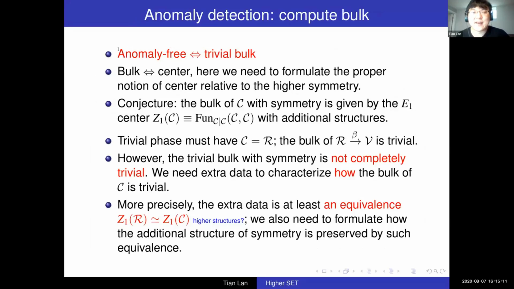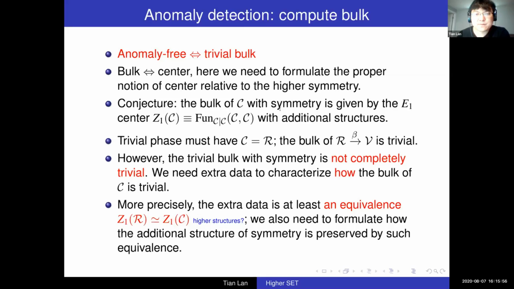And the basic idea is that if the topological phase is anomaly free, it implies it is equivalent to having a trivial bulk. And the bulk is mathematically the center. So we need to formulate a proper notion of center that is relative to the given higher symmetry. And our working conjecture is we just take the E1 center. It is the bimodule functor, and we add some additional structures that are relevant to the higher symmetry.